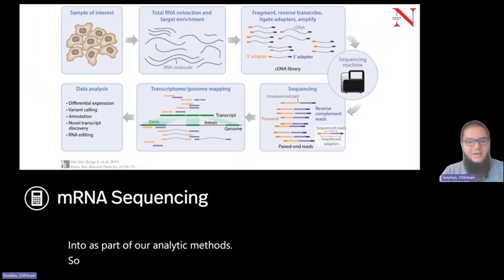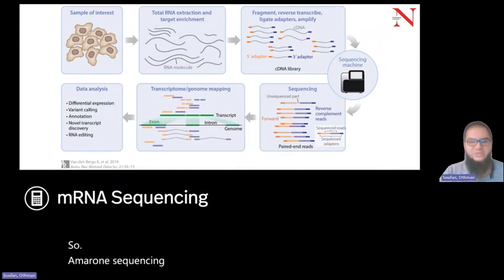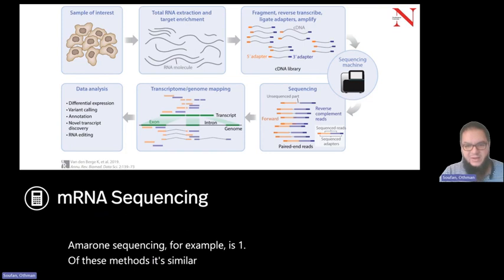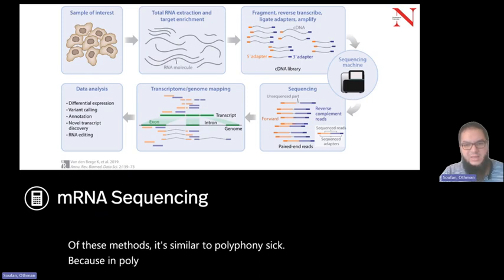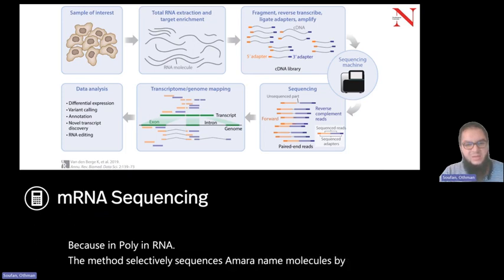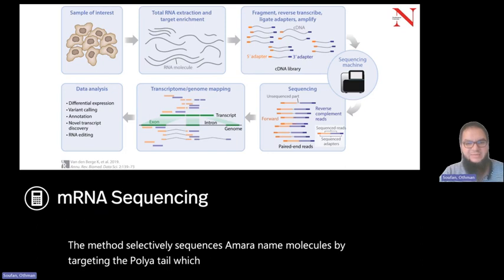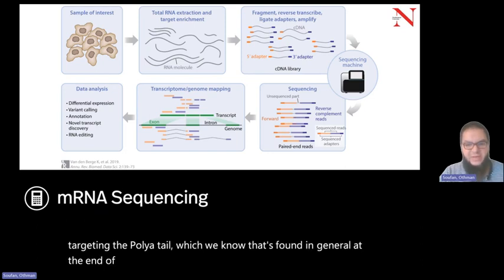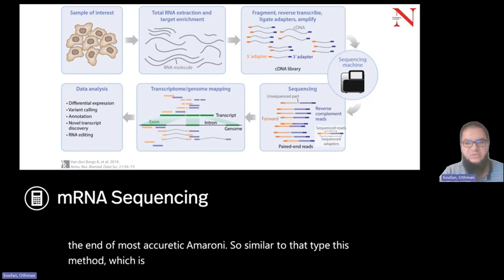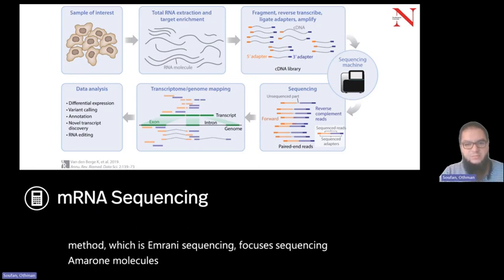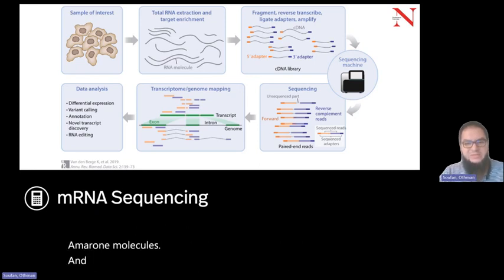So mRNA sequencing, for example, is one of these methods. It's similar to poly A RNA-seq because in poly A RNA-seq, the method selectively sequences mRNA molecules by targeting the poly A tail, which we know is found in general at the end of most eukaryotic mRNA. So similar to that type, this method, which is mRNA sequencing, focuses on sequencing mRNA molecules. And eventually what we get from this is gene expression.